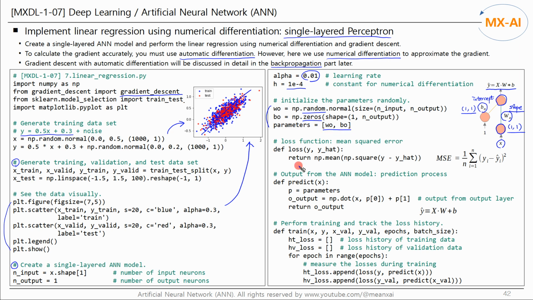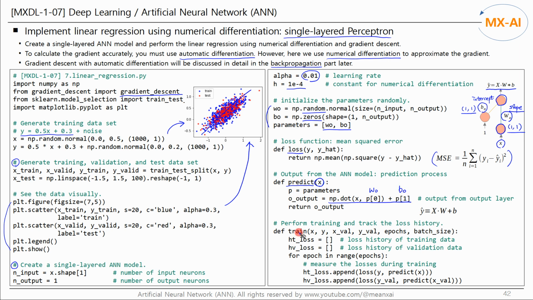Next, we write a function that uses this formula to calculate the mean squared error loss. Since this is a regression problem, mean squared error is used. Next, we write a function to calculate the output from this neural network. This is the prediction process. When you input data X into this neural network, the output is calculated using this formula. P0 is the matrix W0, and P1 is the matrix B0.